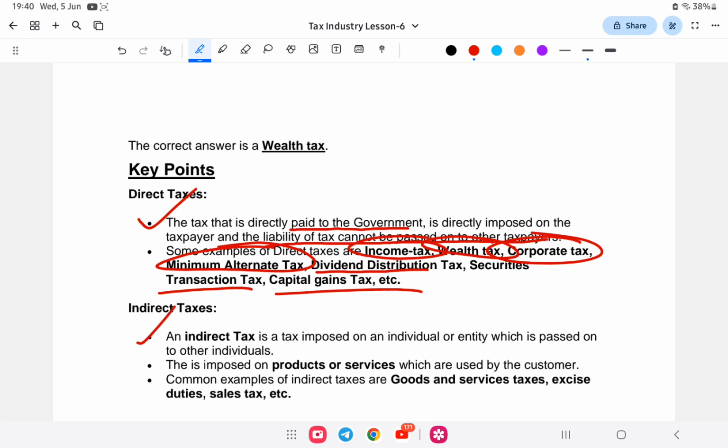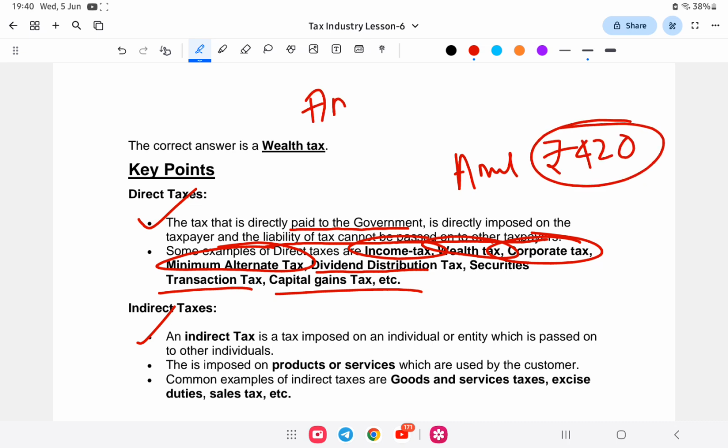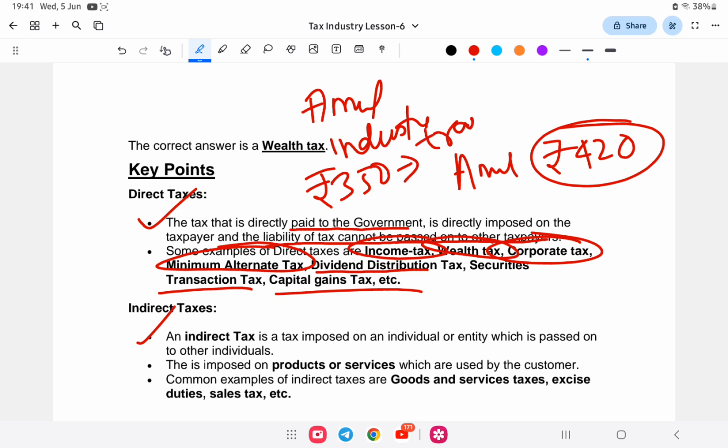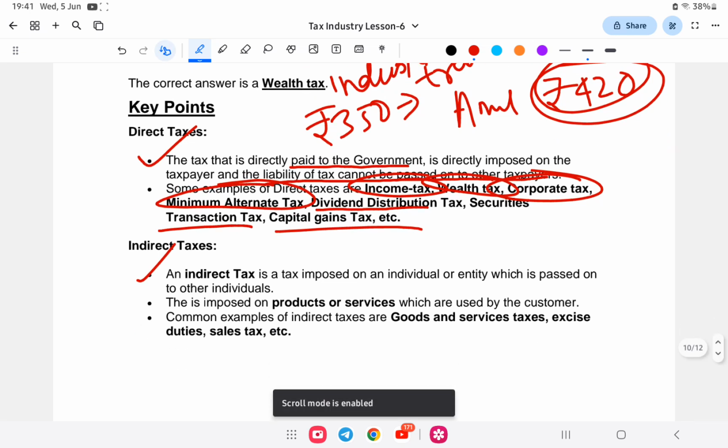Indirect tax, for example, I explained in the last class with Amul. Suppose an Amul product costs rupees 420. The industry's cost is 350, then packaging, transport and excise taxes are added, and finally you pay 420. That is, you pay tax indirectly, so they are called indirect taxes.